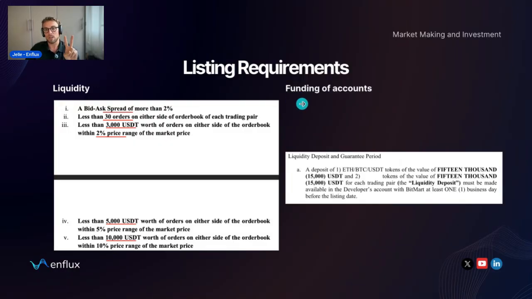Then the second part is the funding of the account. On MEXC, you need to put 30K USDT, 30K worth of tokens on the market making account, and you cannot withdraw that for at least a month. Bitmart here, an example, is 15K USDT, 15K worth of tokens that need to be on the market making account, so they know for sure that you can meet these liquidity requirements. After that you cannot withdraw them even, you might be able to send them to a sub account, but you cannot withdraw the tokens from the account, or the USDT.